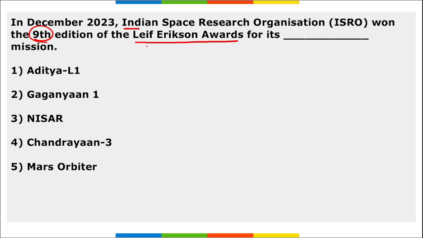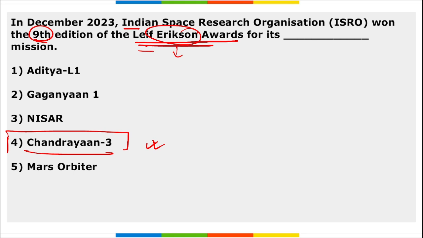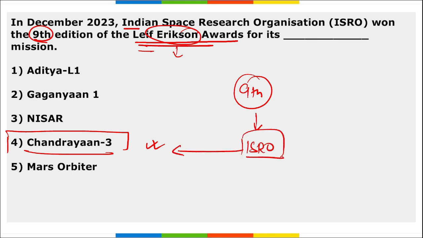So remember this Leif Erikson Award. We know the Ericsson company, right? It used to make smartphones earlier, or we can say phones earlier, right? This award is given to recognize any expedition or mission that develops curiosity and creates excitement in the public. So it was Chandrayaan 3. This mission Chandrayaan 3 was awarded the Leif Erikson Award, correct? And this is the ninth edition of the award, given to ISRO for Chandrayaan 3.